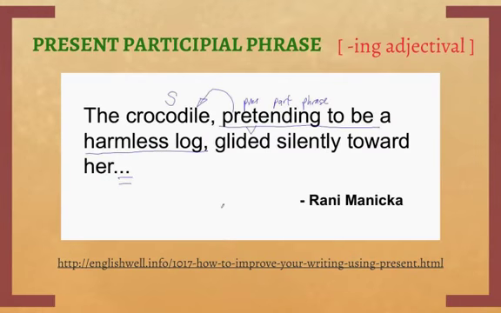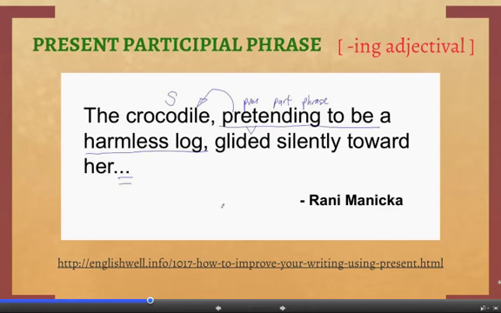Then we have the present participial phrase. Typically our ing adjectival. Our example here has a crocodile pretending to be a harmless log. Can you see how this might have originated as 2 separate sentences? The crocodile glided silently toward her. It was pretending to be a harmless log. Now we have this beautiful comma phrase in the middle of the sentence.